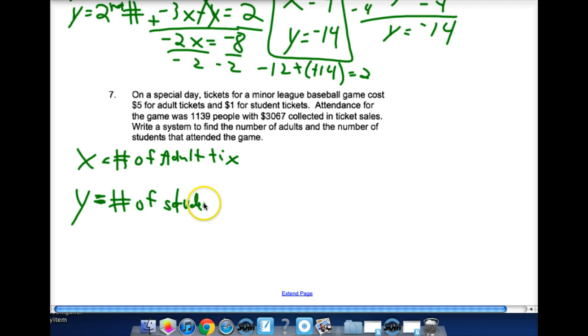Oh, you guys are going to abbreviate it stud? Because you guys are all studs? Studly. Yeah, right. Keep thinking that.